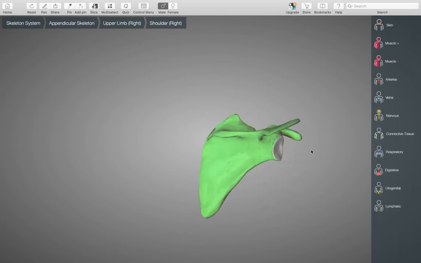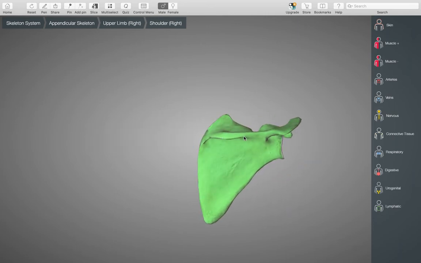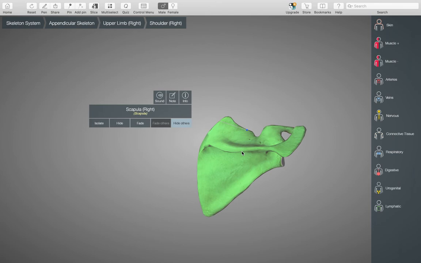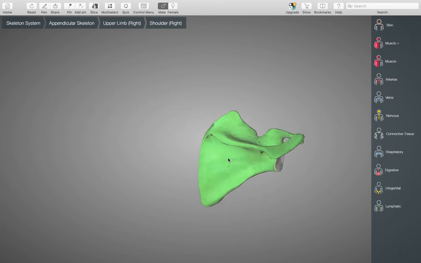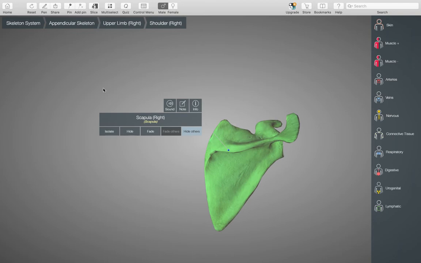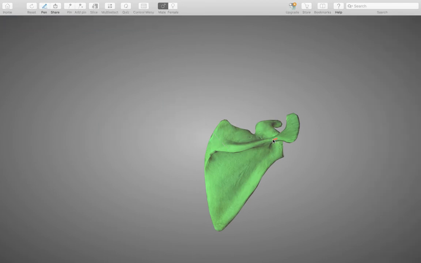This is the posterior part of the scapula. I know it's the posterior part because it has this long marking here, and that's called a spine. That's the spine of the scapula, and the spine of the scapula is always on the posterior side.